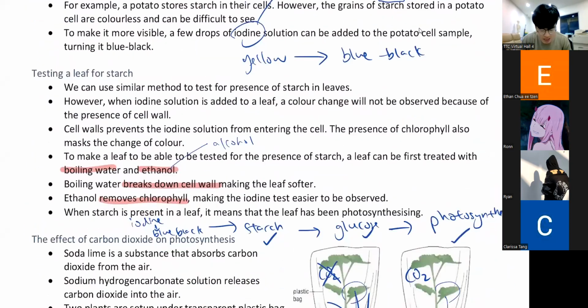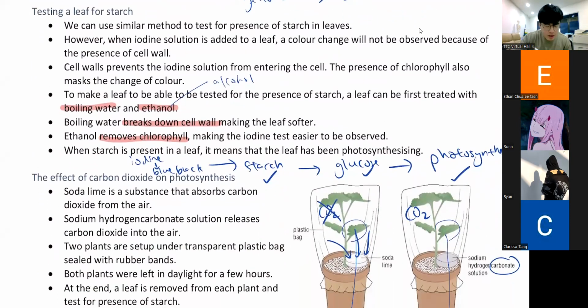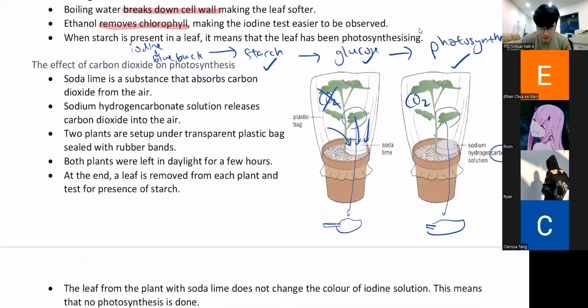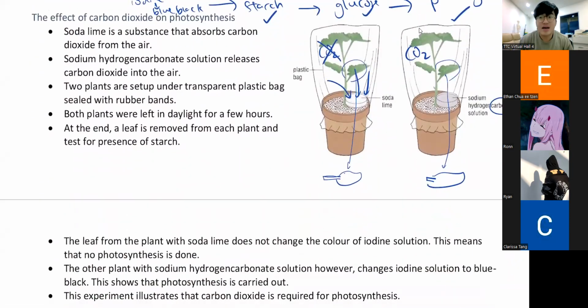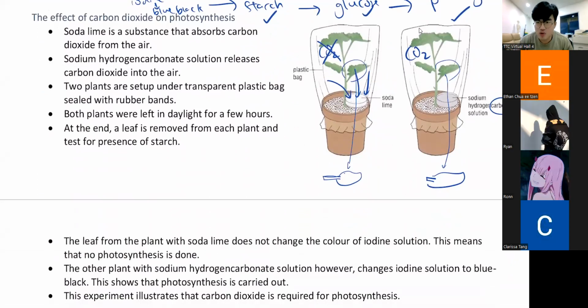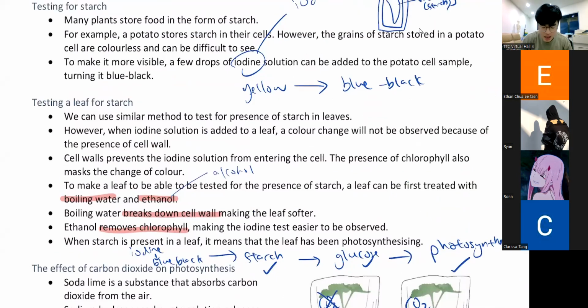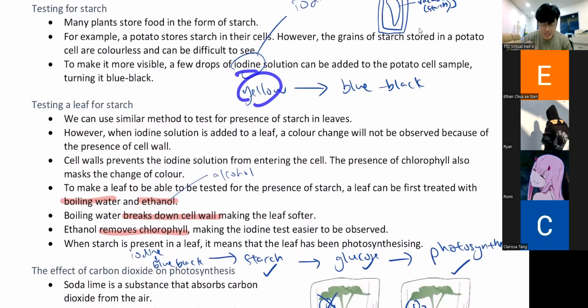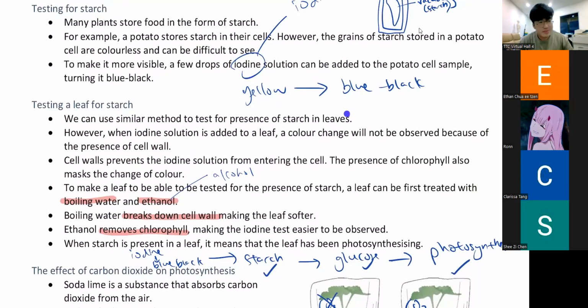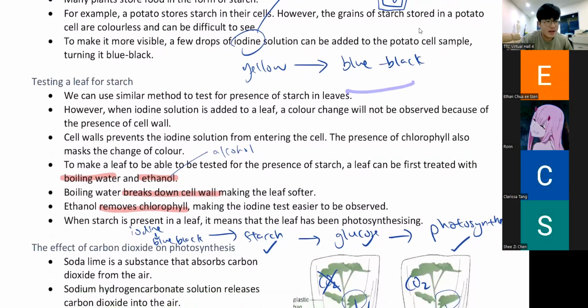So how do we test for starch? Like I said last week, you first boil a piece of leaf to soften and break the cell wall, and then you put ethanol, which is alcohol, to wash away the chlorophyll. After you wash away the chlorophyll, you will have a piece of yellow looking leaf. Then when you put iodine on it, it will show you the blue-black color. Remember? I did talk about this. Iodine is yellow. If there's starch on the leaf, it will turn blue-black.